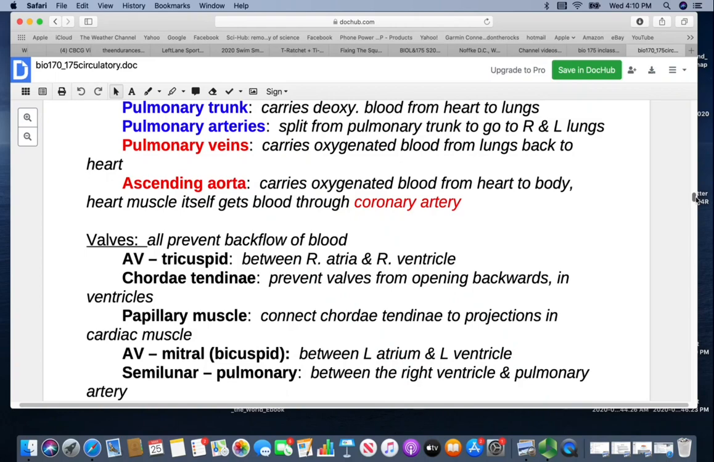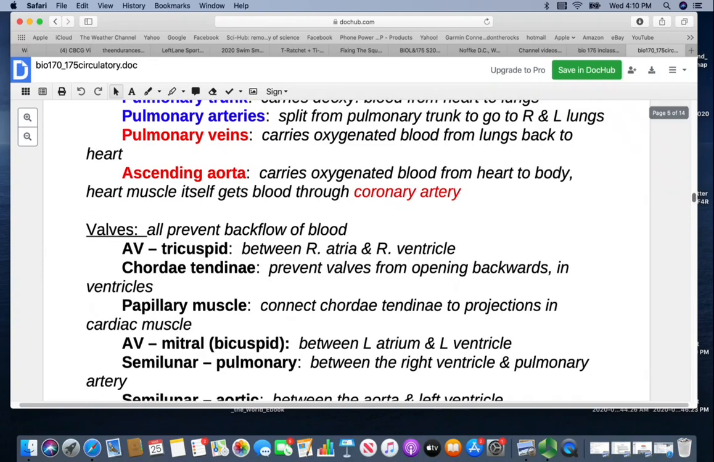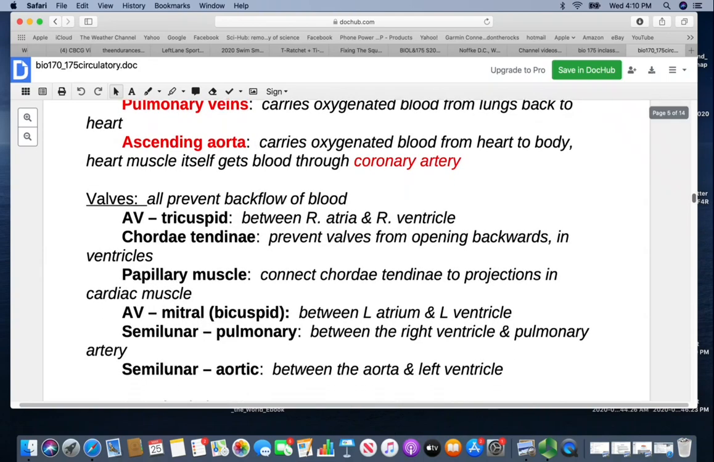The left AV valve, also called the mitral valve or bicuspid valve, would be between the left atria and the left ventricle. The tricuspid is called that because of having 3 flaps. Bicuspid has 2 flaps. The semilunar valves, you'll have a pulmonary and an aortic. The pulmonary is between the right ventricle and the pulmonary artery. The aortic is between the left ventricle and the aorta.